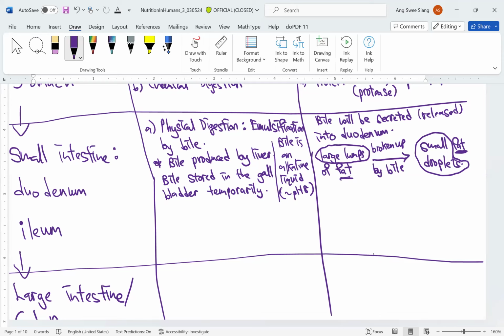Let's look at chemical digestion. Chemical digestion is also very simple. This one we have already learned in the nutrients and enzymes chapter. By now you should know that when fats or lipids are digested by lipase, you will get fatty acids and glycerol.